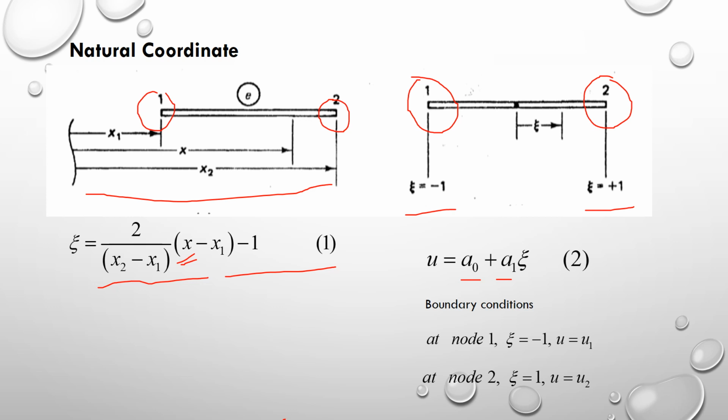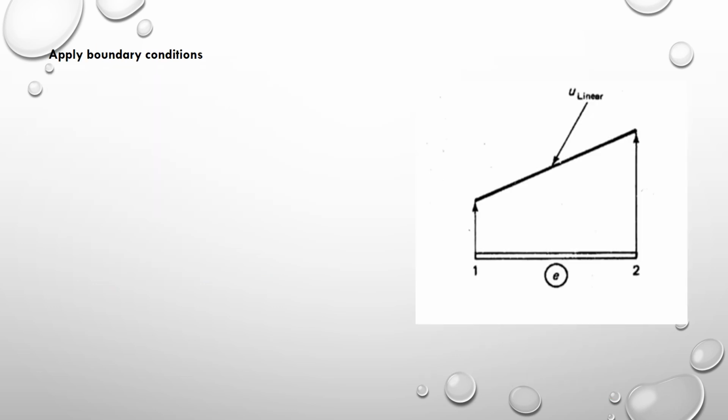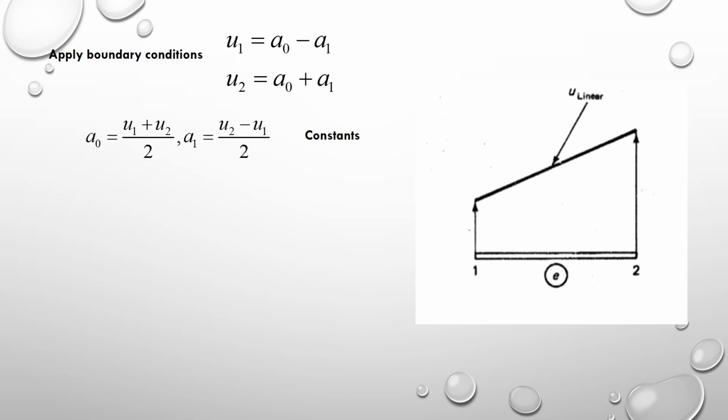These two boundary conditions have to be substituted in equation 2. So after applying the boundary conditions, we will get u1 is equal to a0 minus a1, u2 is equal to a0 plus a1. By solving these two equations with two unknowns a0 and a1, you will get these values. a0 is equal to (u1 plus u2) by 2 and a1 is equal to (u2 minus u1) by 2.